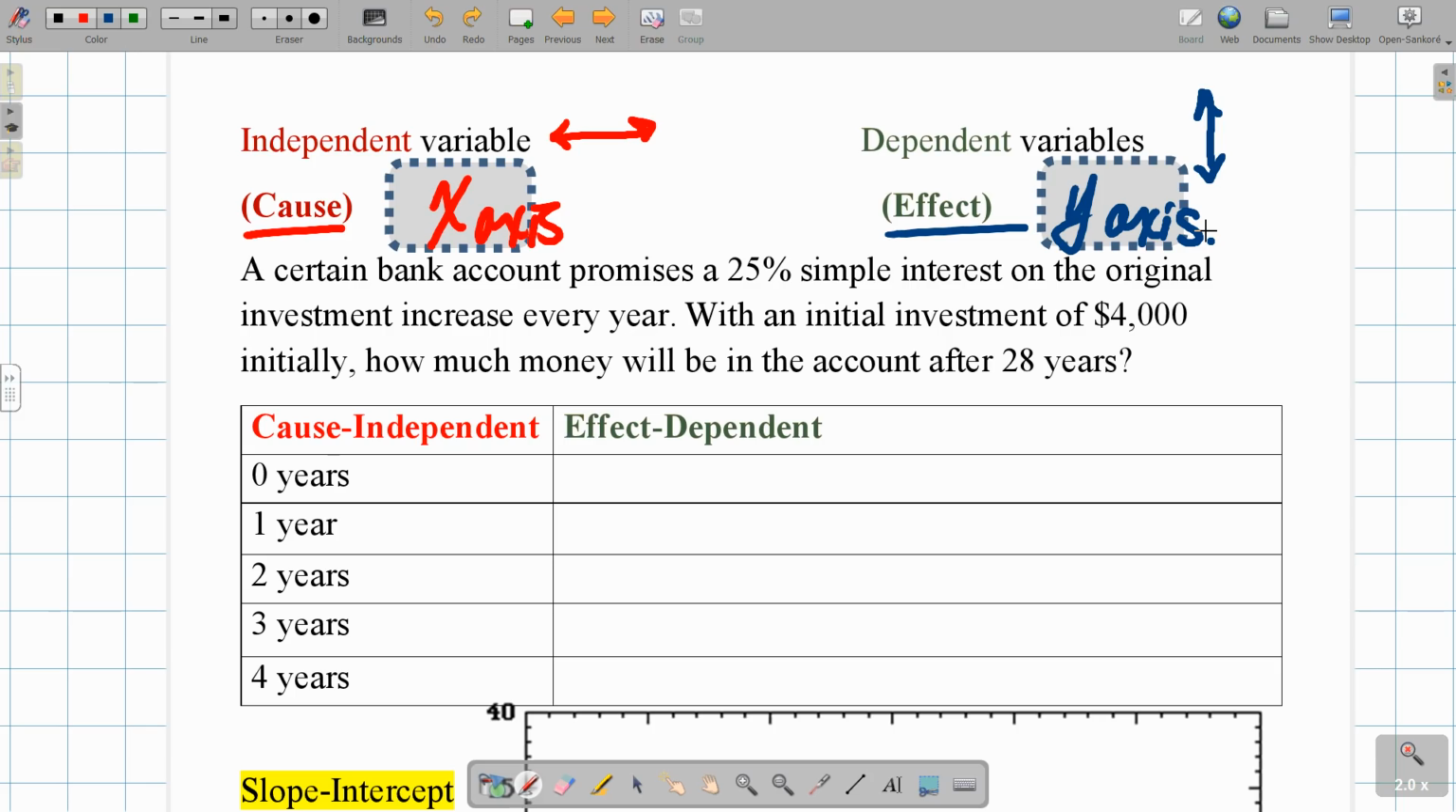Let me give you an example of how this works. Let's finger check and read together. Ready? Right there. Put your finger. Read with me. A certain bank account promises a 25% simple interest on the original investment increase every year. With an initial investment of $4,000, how much money will be in the account after 28 years?